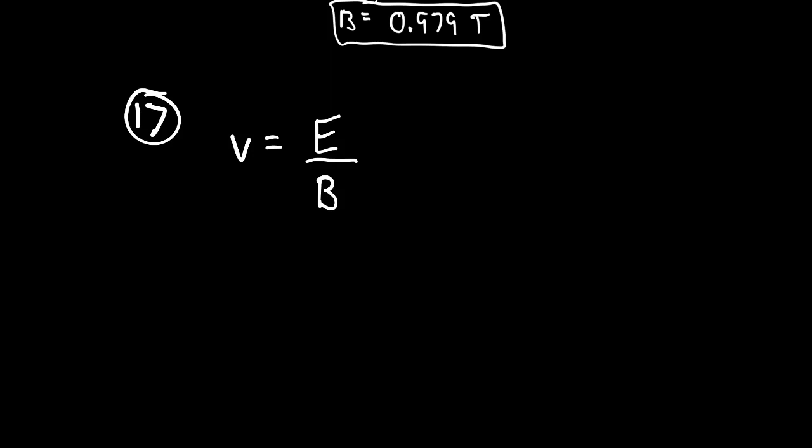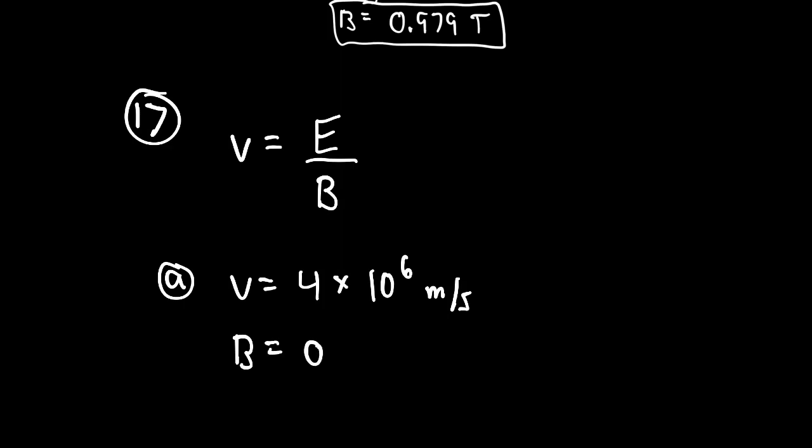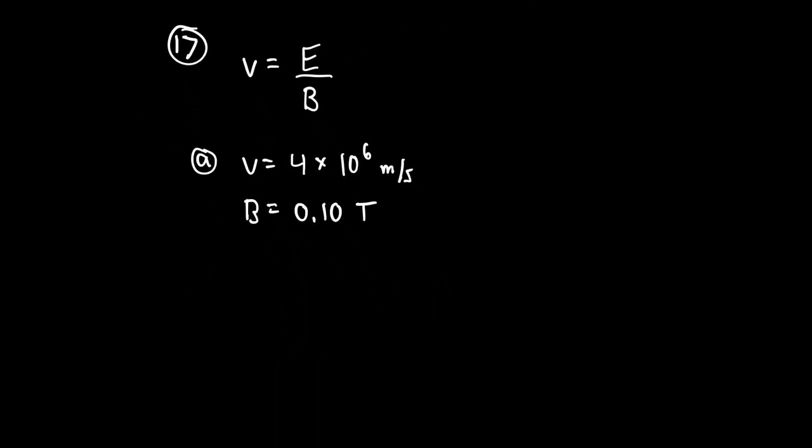With an electric field and a magnetic field, you can adjust the strengths, use whatever strength E and B you want, to get out whatever velocity you want for a particle. We are told we send a particle through with a velocity v equals 4 times 10 to the 6 meters per second. The magnetic field is 0.10 Tesla. What is the electric field? How do I find the electric field then?